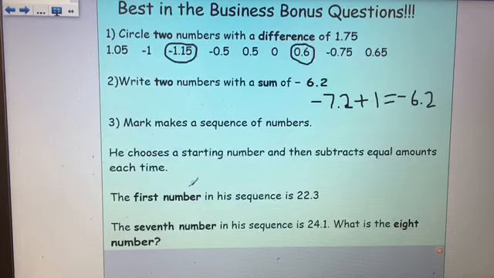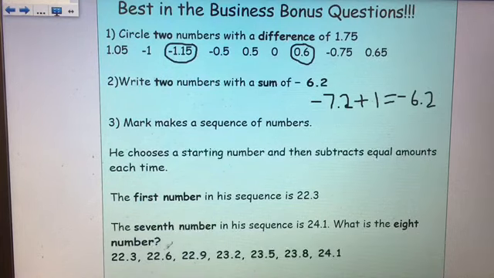So to do this, you know between 1 and 7 there's a difference of 6, so there's 6 jumps. So you need to find the difference between these two numbers, divide it by 6, and that will be how much each interval you have to add on. So hopefully you've worked out that he's going up in 0.3 each time. So the seventh number is 24.1. The eighth number has got to be 24.4.